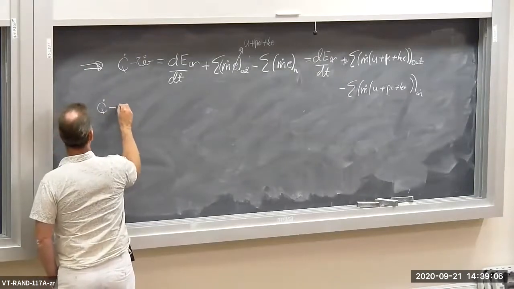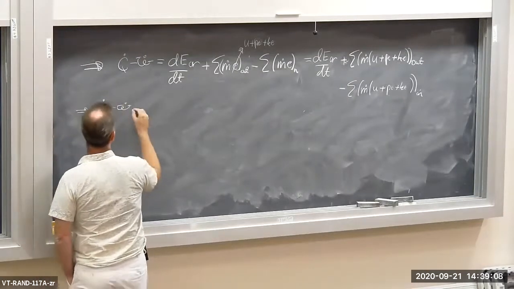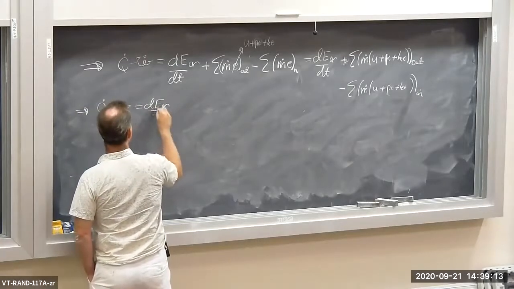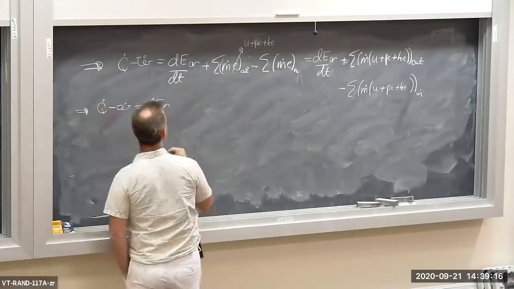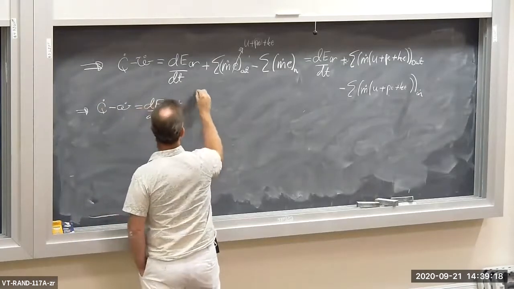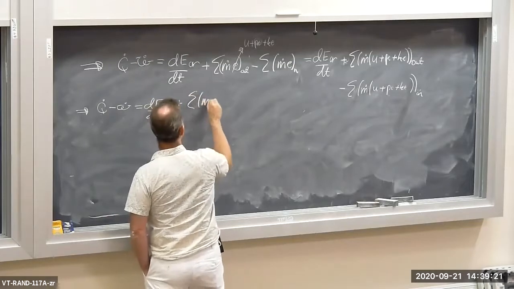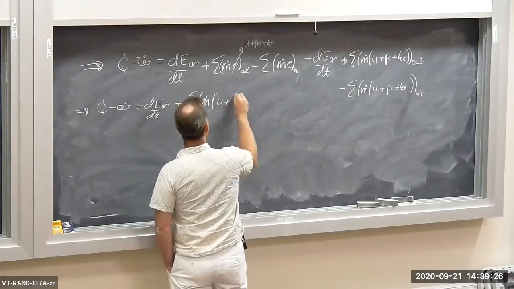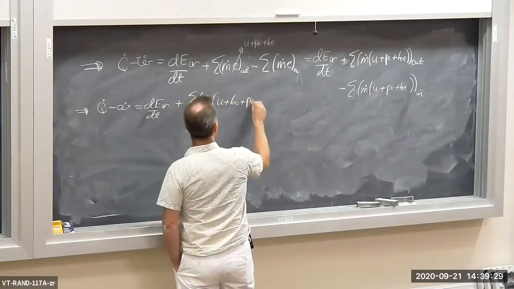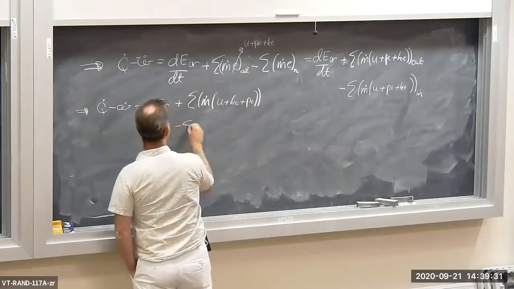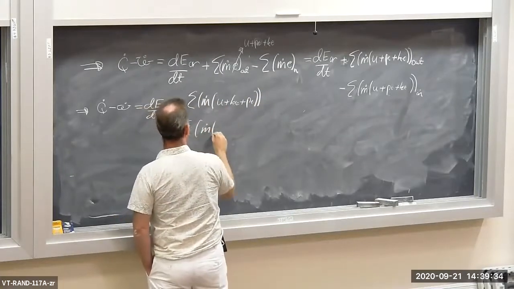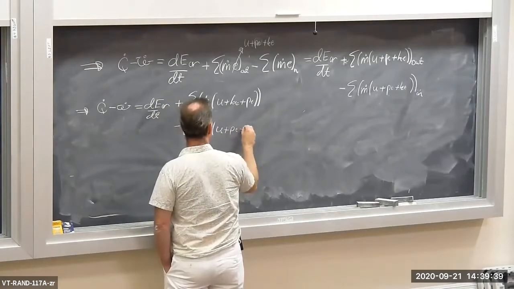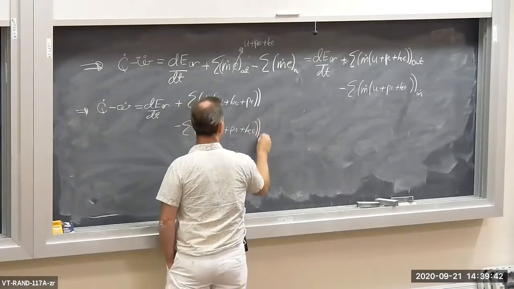Q dot minus W dot, the heat added minus the work done by my open system, is equal to the time rate of change of energy in my open system, plus the sum of the total energy flows out, minus the sum of my total energy flows in, u plus pe plus ke. Okay?